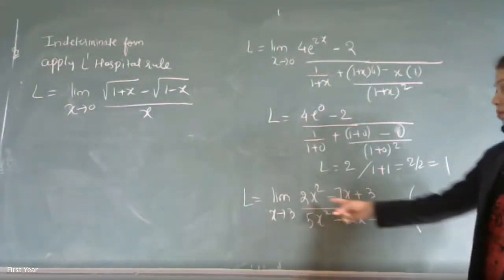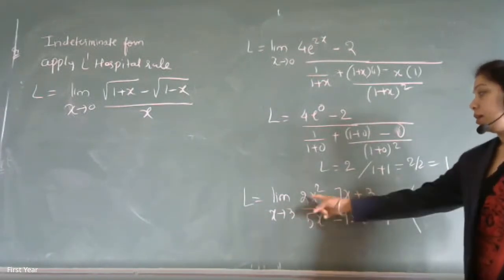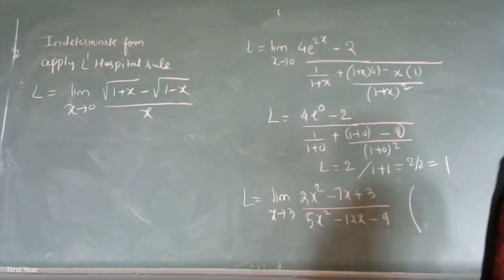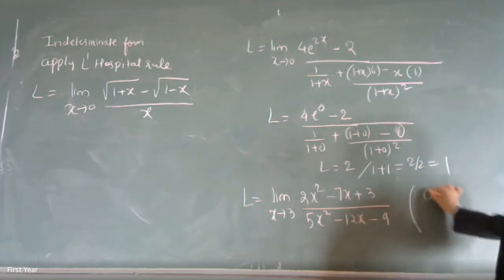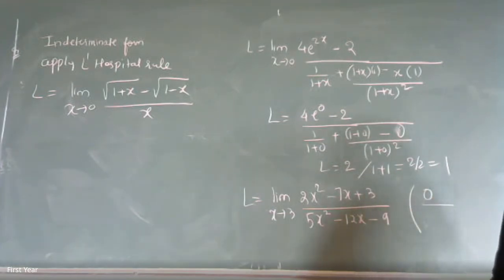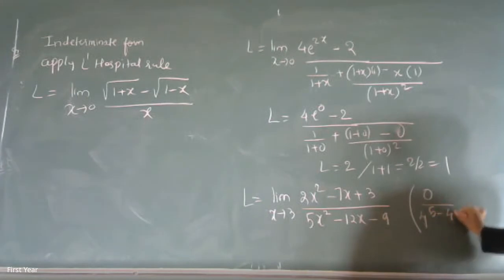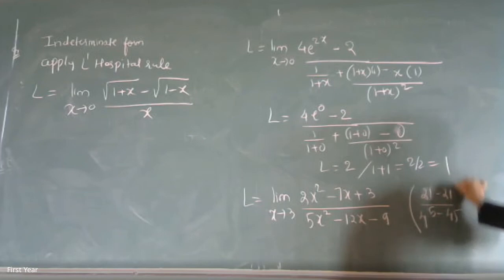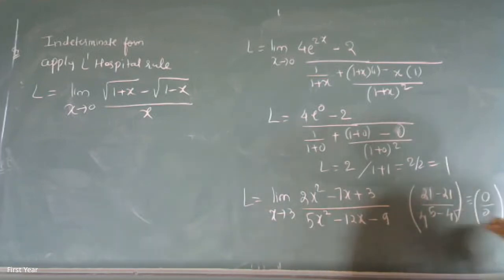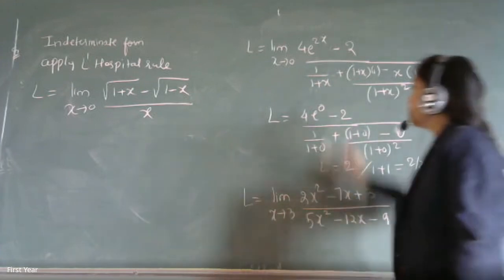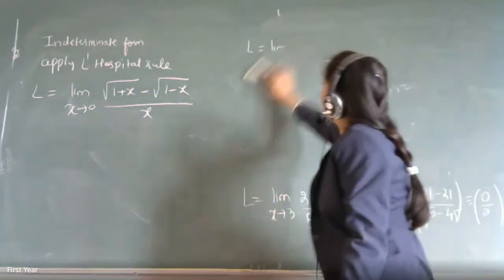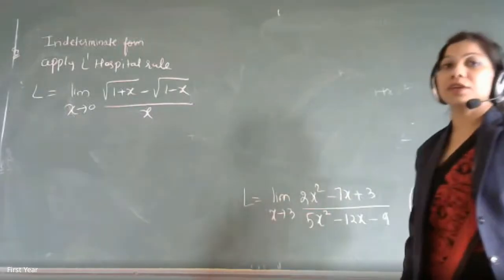So this is 0 by 0 form. 3 square is 9. 2 into 9 is 18, plus 3 is 21. And 7 into 3 is 21. So 21 minus 21 is 0. Divided by, again put x equal to 3. 9 into 5, 45, minus 36, minus 9, is again minus 45, and plus 45 is 0. So it is 0 by 0. For MCQ, they also ask what is the form. So 0 by 0 is the form. Now start with L'Hospital's rule and you get the answer. And the answer for the second one is 1.